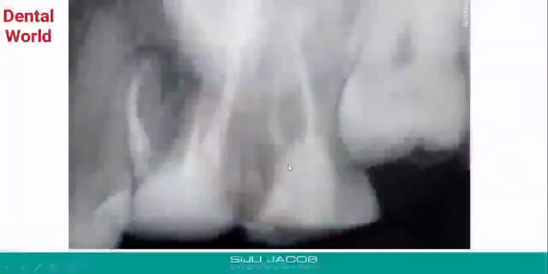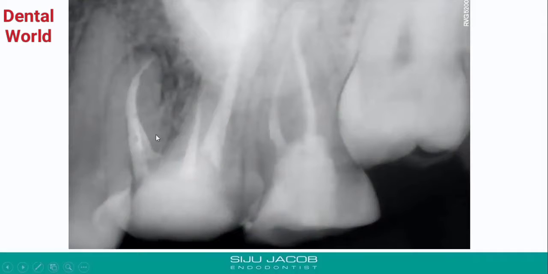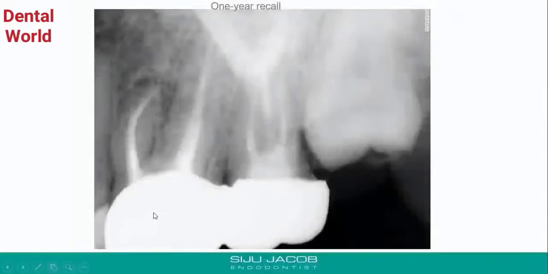So this is how it looks, and this is the post-op. So you can see the mesiobuccal, distal buccal filled, palatal left as it is, and then this is the other tooth. And then yeah, this in a nutshell is the treatment. This is a 1-year recall of the same case. You can see it seems to be healing and doing pretty well.